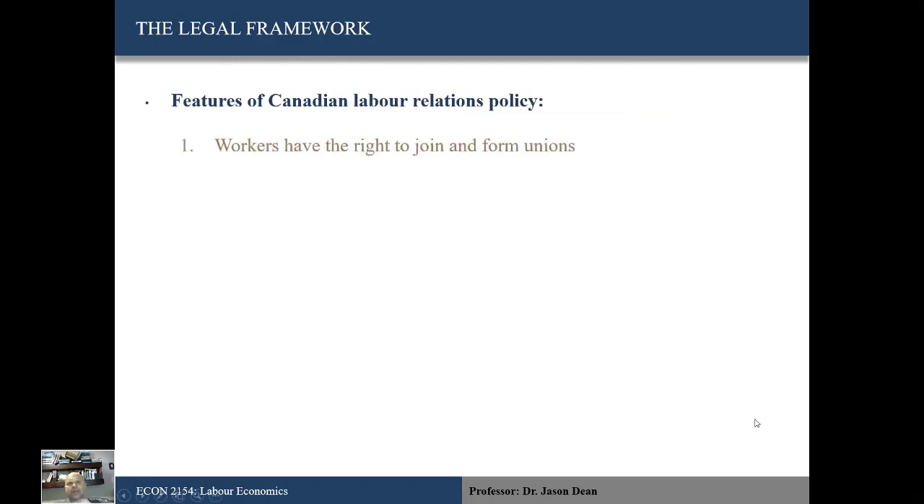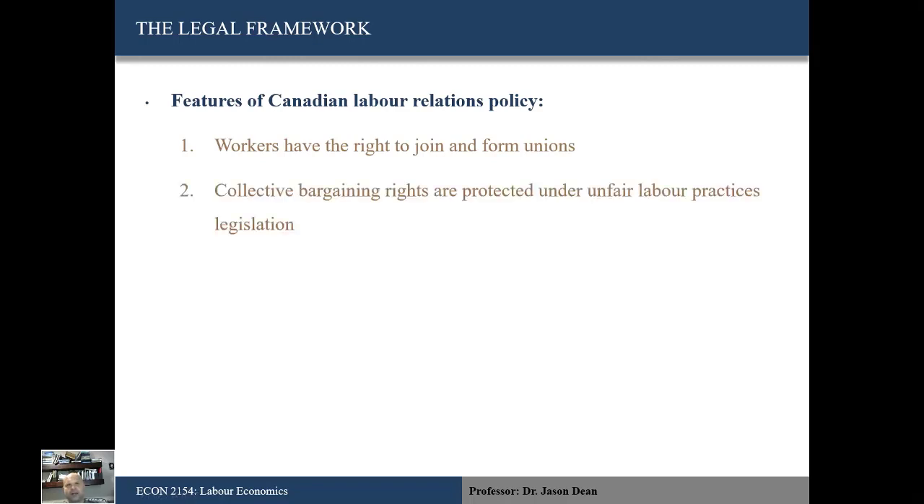First, workers have the right to join and form unions as long as they meet the statutory definition of an employee. Second, collective bargaining rights are protected under unfair labor practices legislation. So when a contract is negotiated, the agreement is protected under legislation from the government. Third, a system defining bargaining representation was successfully established.